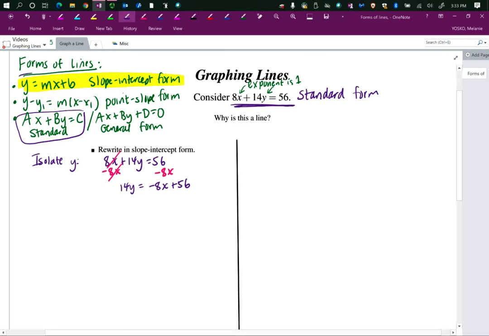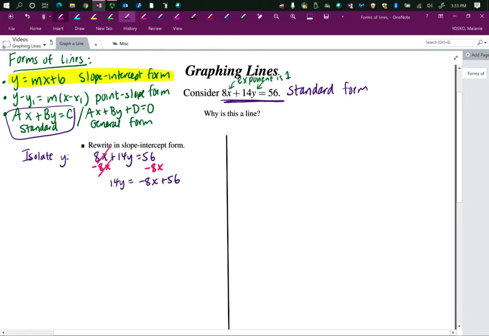Now, if you look here, slope-intercept form has y with a coefficient of positive 1. Well, the coefficient here is 14, so we want the coefficient of y to be positive 1. So we're going to divide by 14 here, but if we divide this term by 14, we have to divide every single term in this equation by 14. So the 14s are going to cancel. We end up with y. Over here we have negative 8x divided by 14.